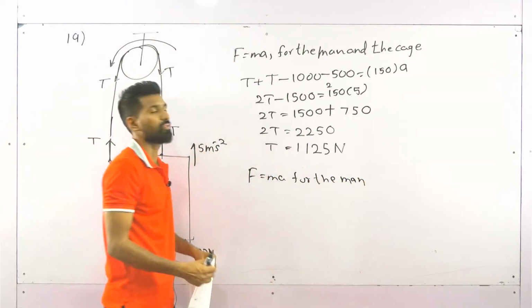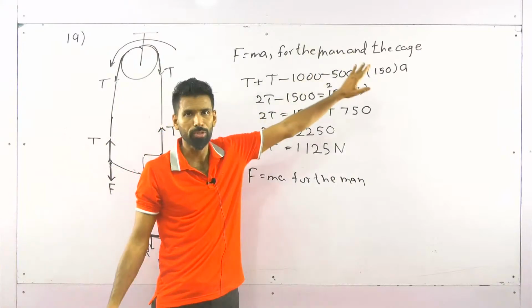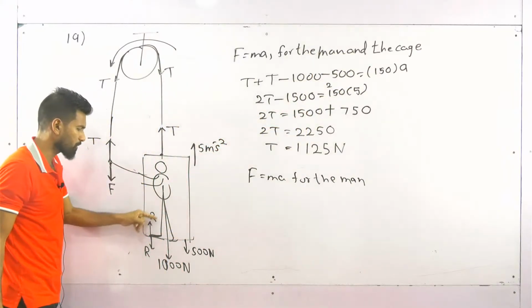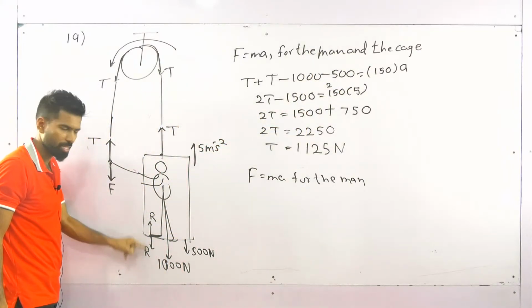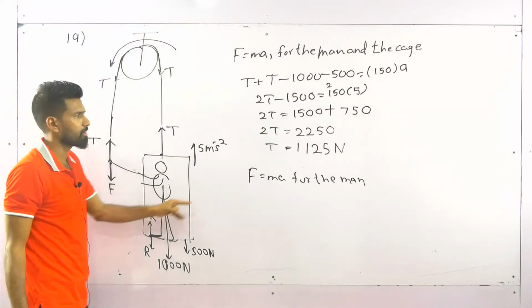Okay, and now applying F equals ma for the man. Initially I applied F equals ma for the man and the cage both. When I'm considering both of them, both of these R's are there, so they cancelled out. So I got a method to find T.